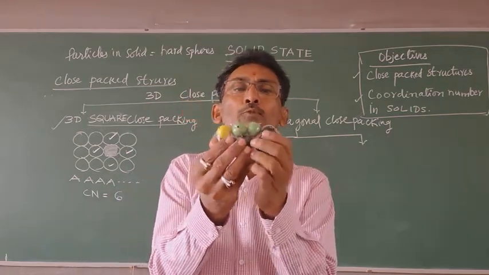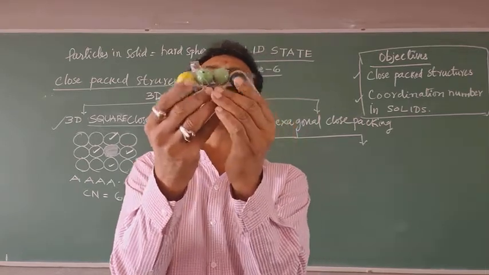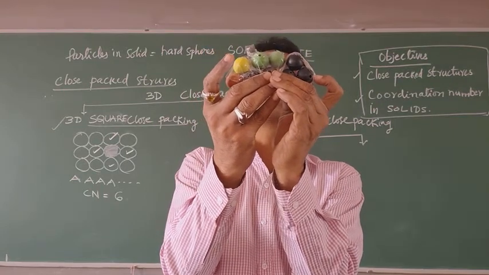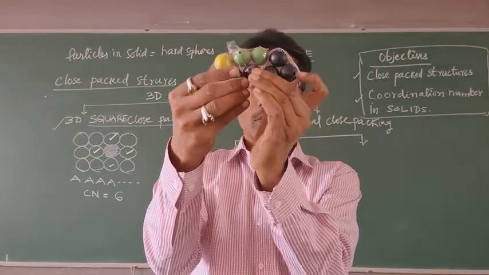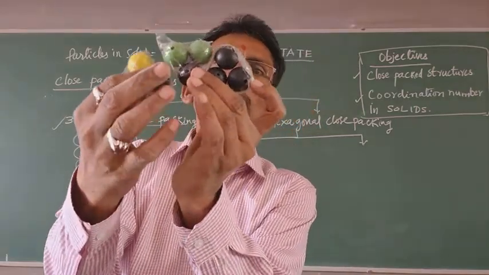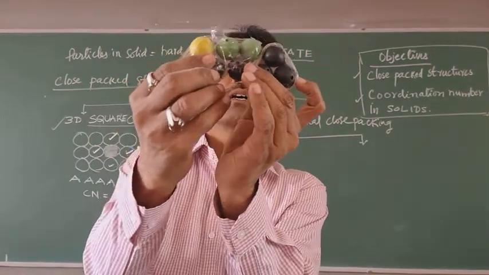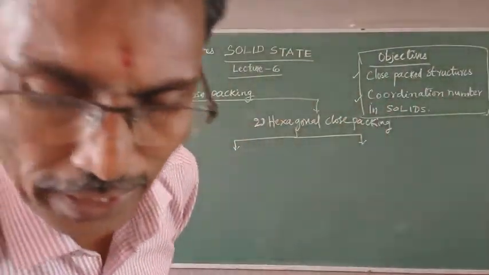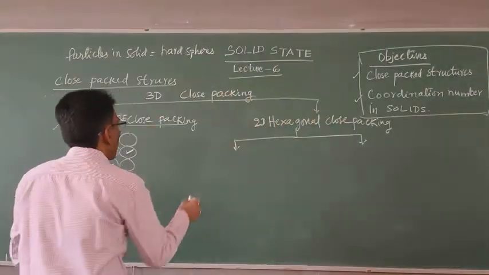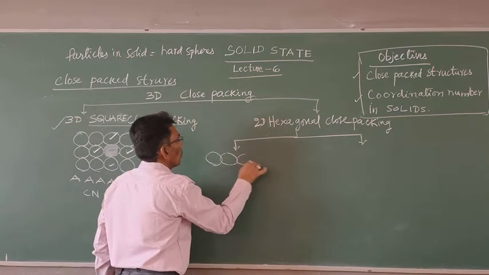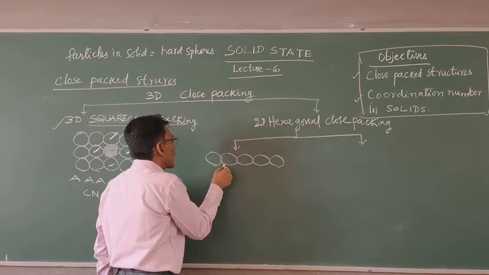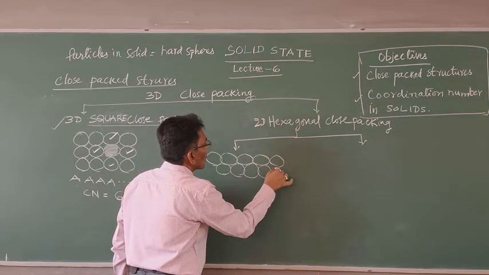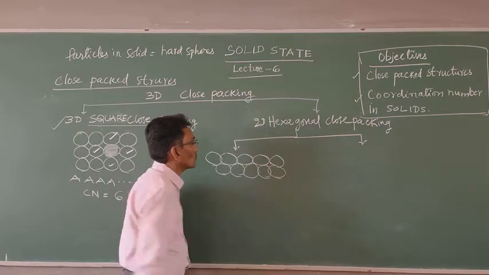If I am joining the particles like this, how is the first row? 1, 2, 3, 4 are in the first row. The second row has 5 balls. I use 5 balls, and you are watching the gaps. See the gap here. The gap you are watching is surrounded by 3 spheres, and that is a triangular void. This is the first row, the second row like this.